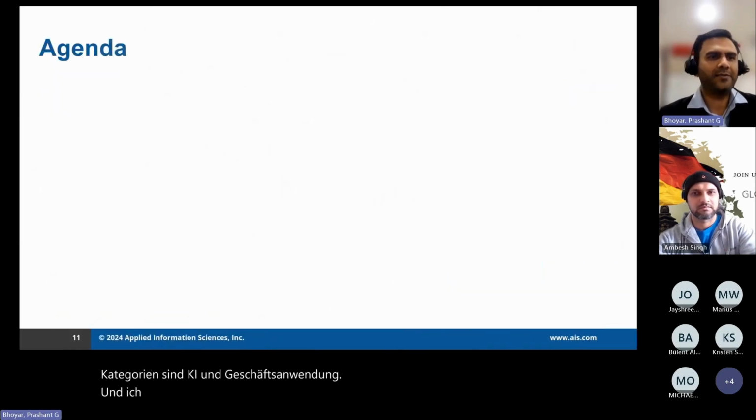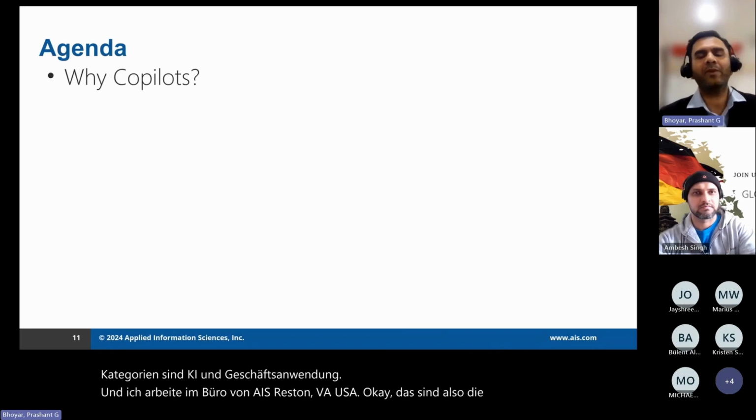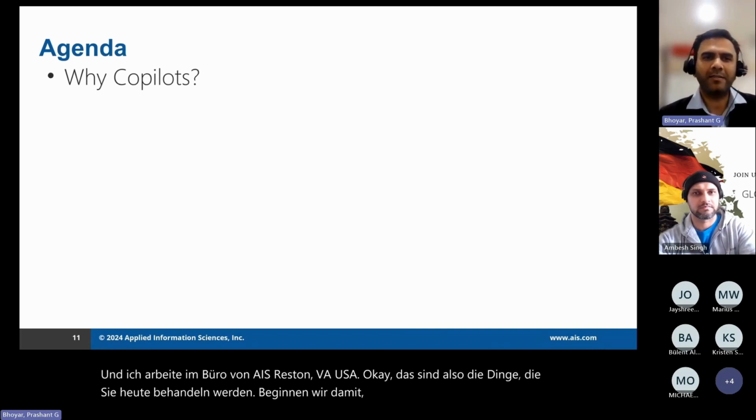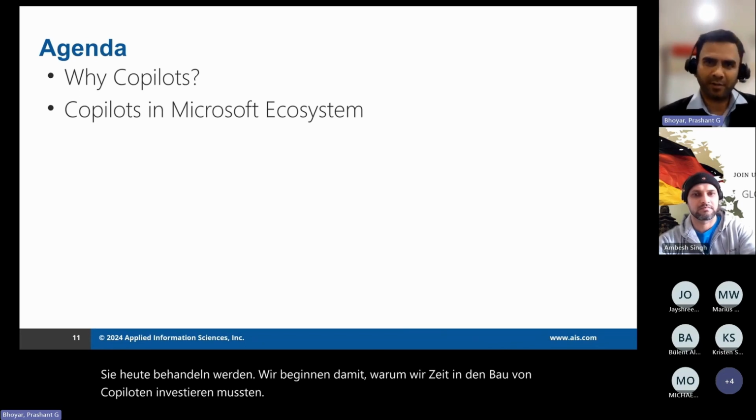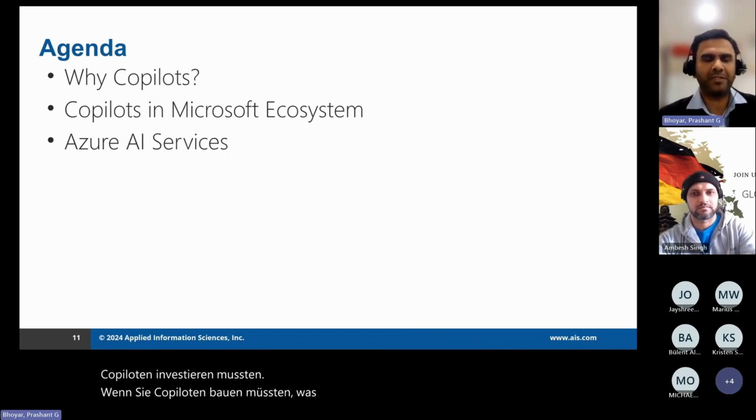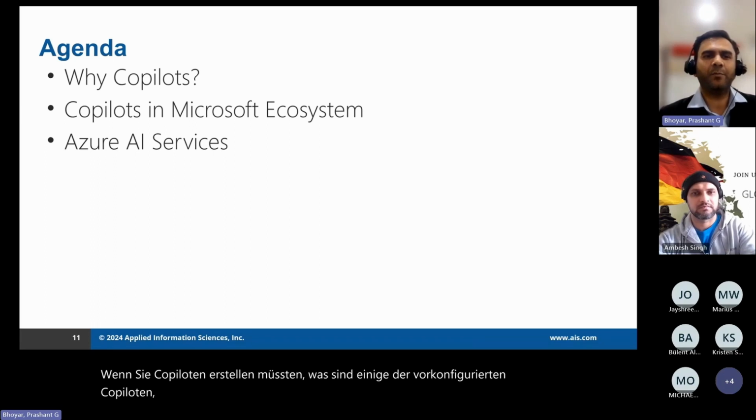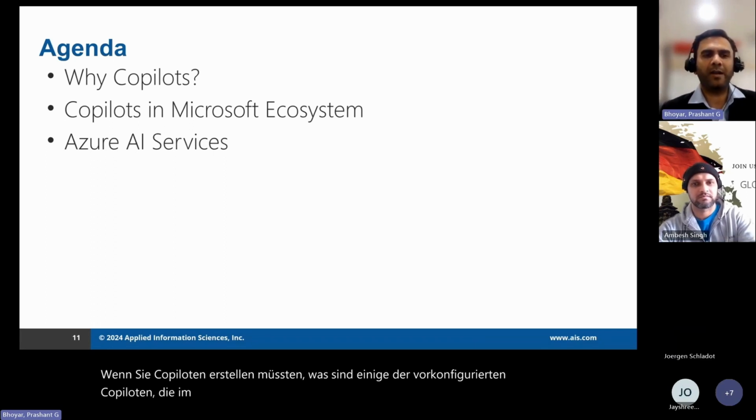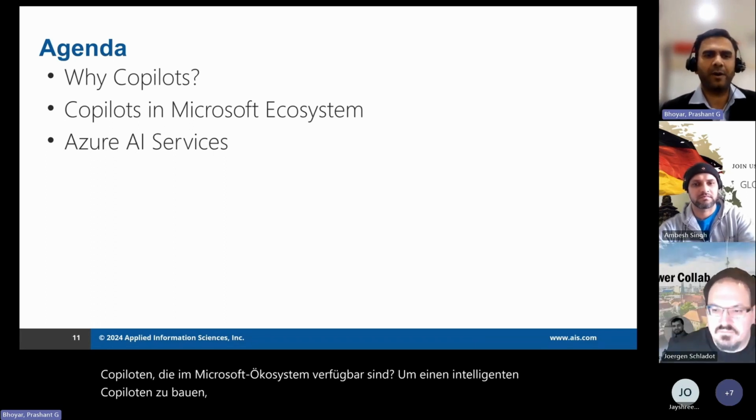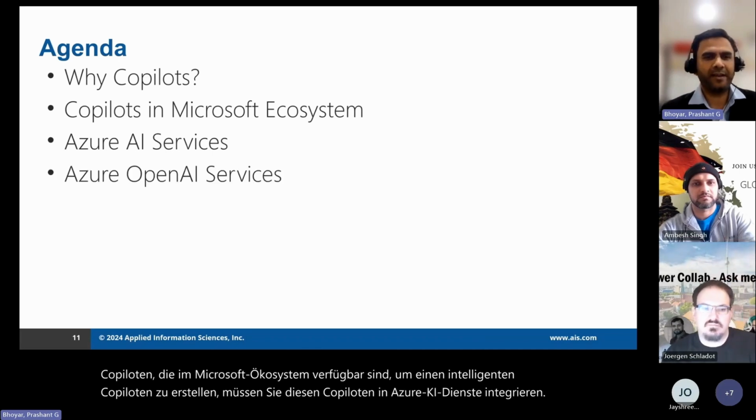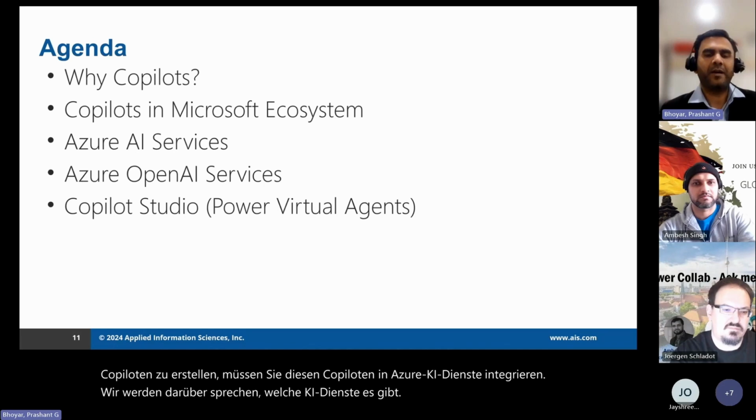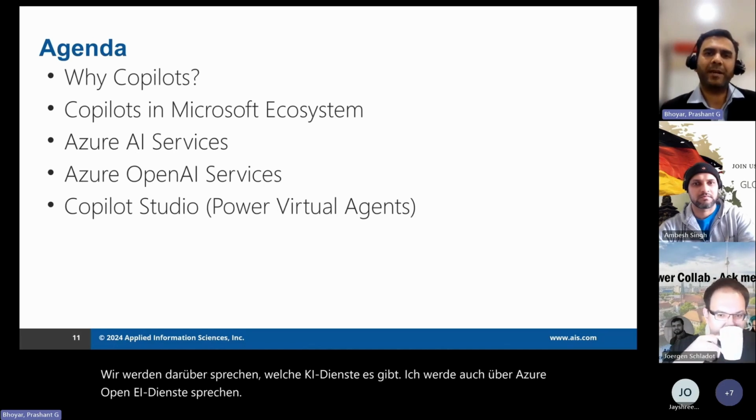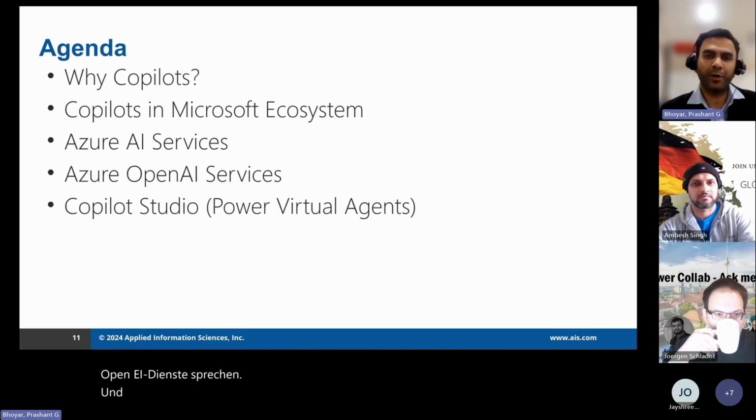All right, so these are the things we're going to cover today. We'll start with why we have to invest time in building copilots. If you have to build copilots, what are some of the out-of-the-box copilots available in the Microsoft ecosystem? To build any intelligent copilot, you need to integrate that copilot with Azure AI services. So we'll talk about what some of the AI services are. I will also talk about Azure OpenAI services. And the majority of the time we'll be spending today is talking about Copilot Studio.